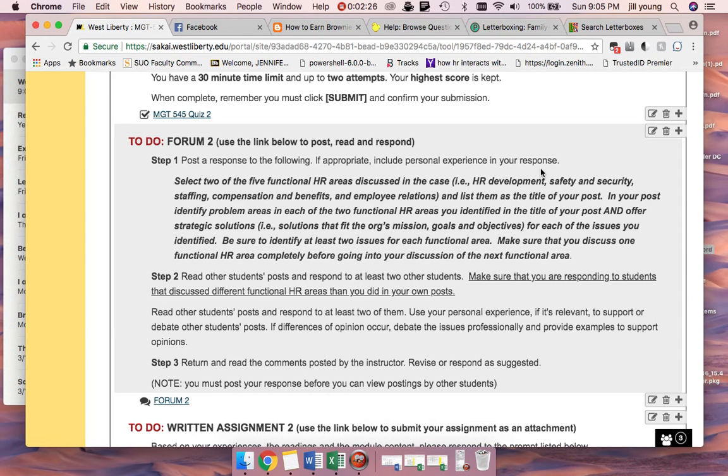So, in essence, you're going to draw 2 issues from any of the 5 functional areas listed here, and then you're going to identify problems in those areas, offer solutions for the areas you've identified, and discuss one at a time.